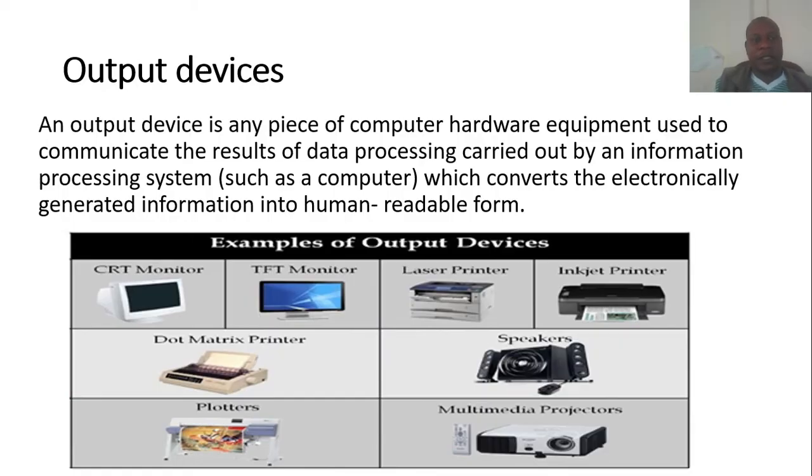Output devices. Output devices are those devices that are used for the purpose of getting information out of the computer. So after the computer processes data, it produces information. So the information is obtained through these output devices. Now examples of the output devices are shown there on your screen. Your monitors, either CRT or TFT, your printers in various forms, speakers, multimedia projectors, and graph plotters.